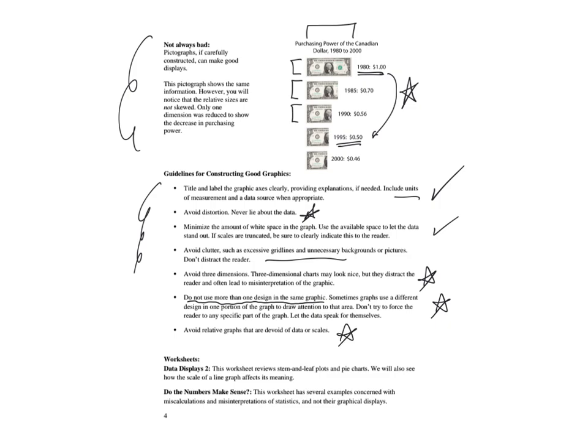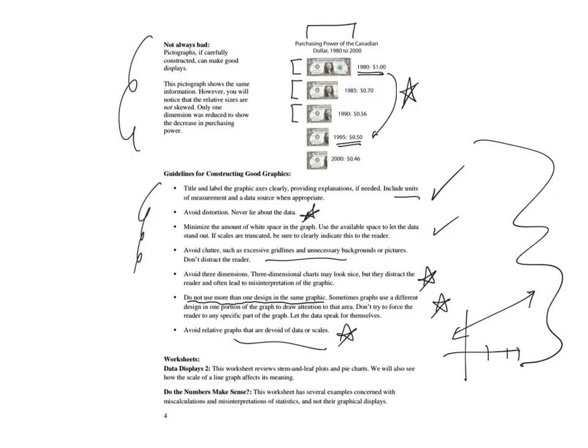And lastly, you see this one a lot, you want to avoid relative graphs that are devoid of data or scales. You know, something like, look at our increase. Look at that. And there's no numbers down here. There's no nothing. So obviously don't do that. And more importantly, as consumers of data, look for these things. These are some of the ways people lie to us, and we cannot let them get away with that.